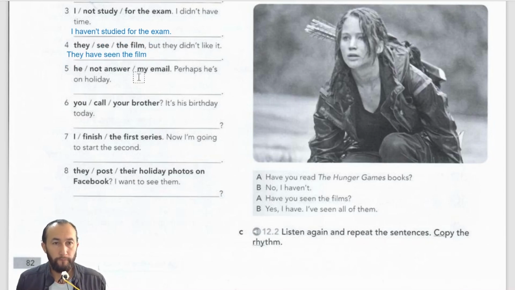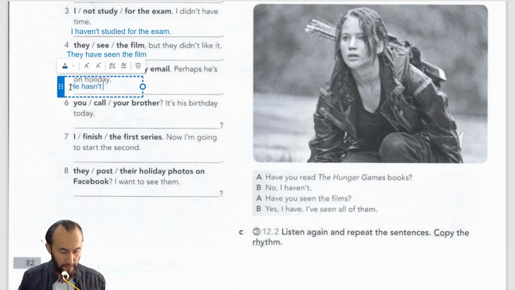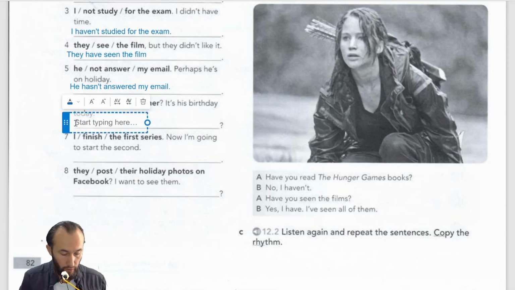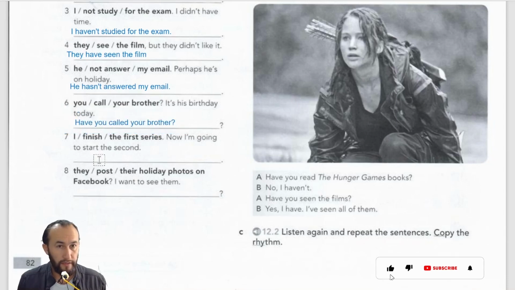Number 5, he not answer my email. Present perfect. He hasn't answered. He hasn't answered my email. Right. He hasn't answered my email. That's it. He hasn't answered my email. Number 6, you call your brother. It is his birthday today. So like a question here. So, have you called? Have you called your brother? It is his birthday.